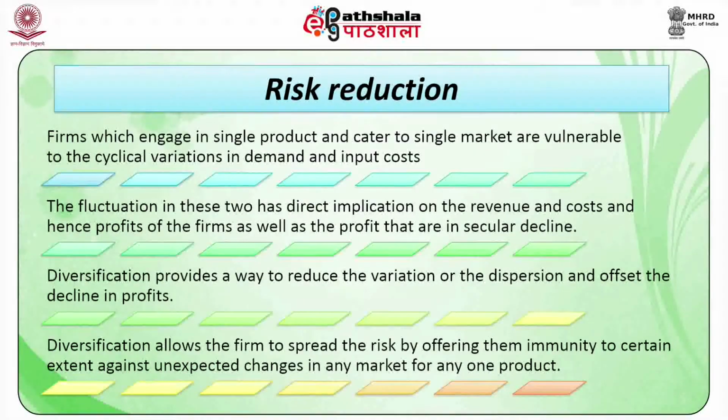Firms engaged in a single product and catering to a single market are vulnerable to the cyclical variations in demand and input costs. The fluctuations in these two have direct implications on the revenue and costs, and hence the profits, of the firm, as well as the profits that are in secular decline. Diversification provides a way to reduce the variation or the dispersion and offset the decline in profits.